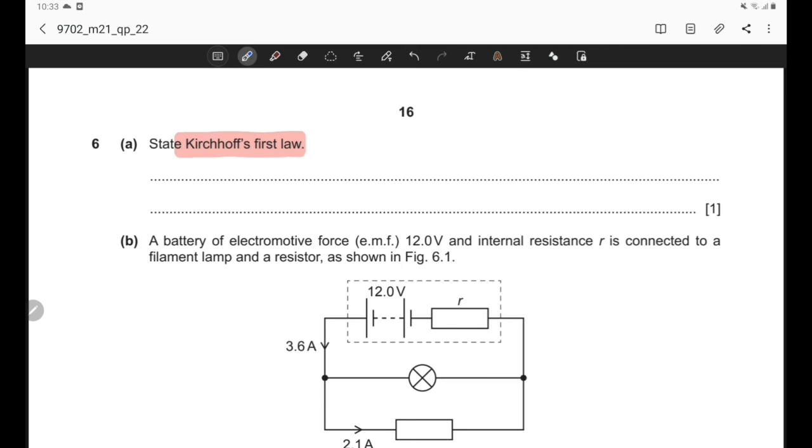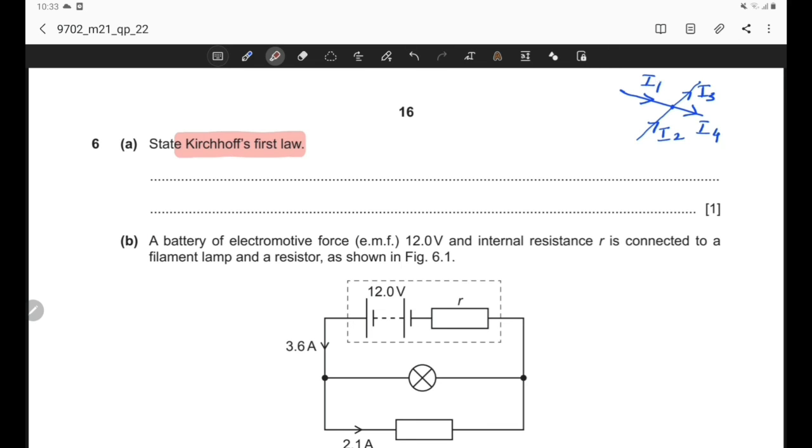6 part A, state Kirchhoff's first law. Kirchhoff's first law states about the current at a junction in a circuit. Suppose this point is a junction in a circuit and there are currents flowing, I1 and I2 into the junction and I3 and I4 away from the junction.